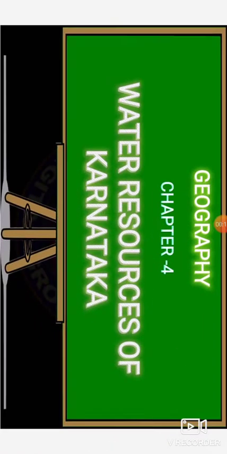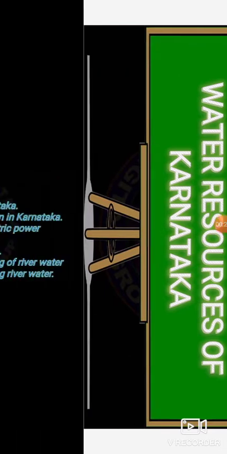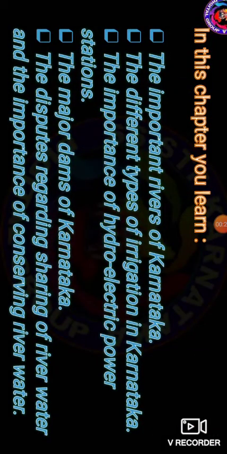Let me start 9th standard social science, the geographical part, chapter 3, the water resources of Karnataka. Okay, in this chapter, the water resources of Karnataka, let me see what the main objectives of this chapter are.